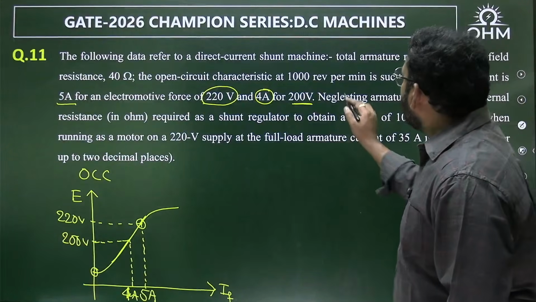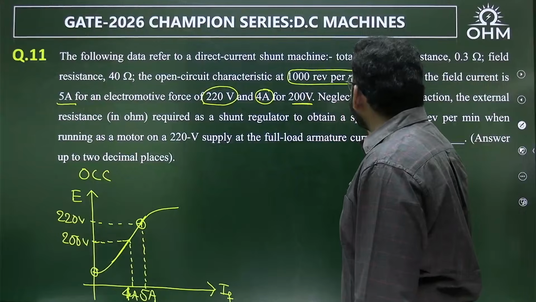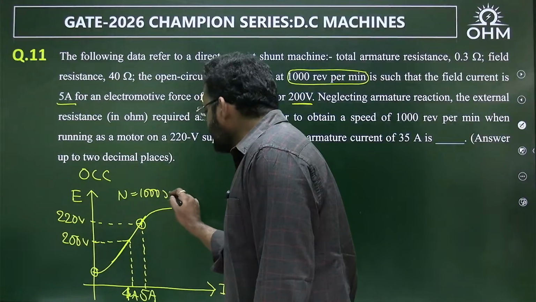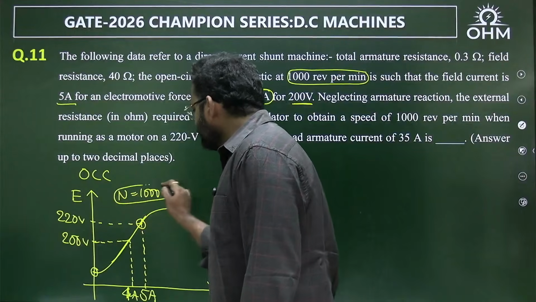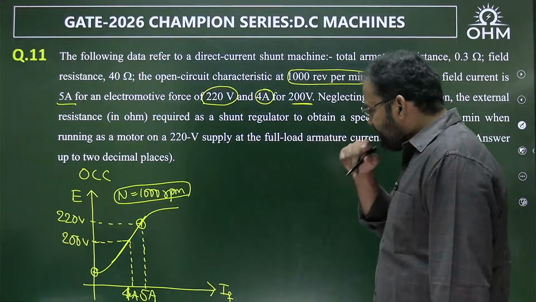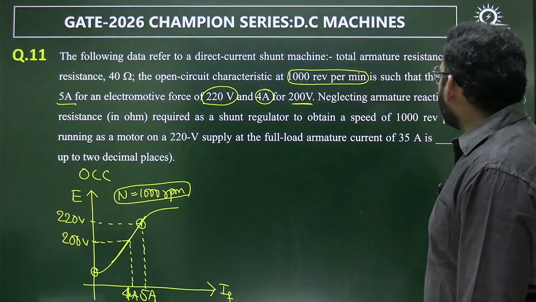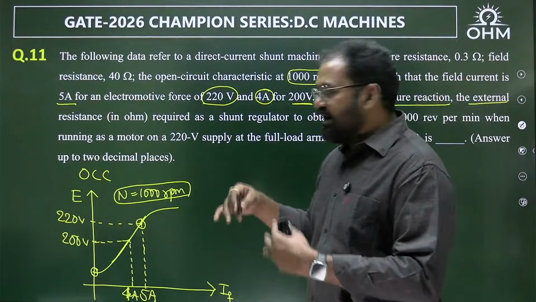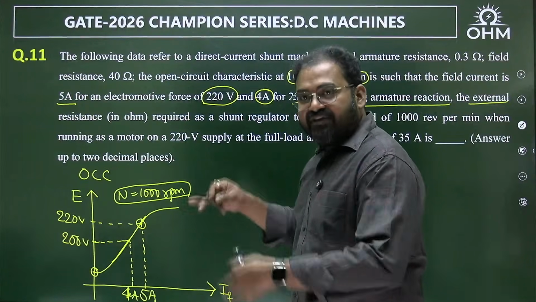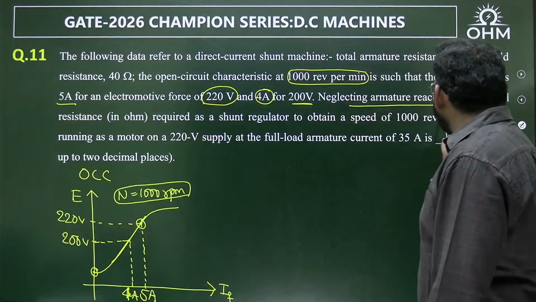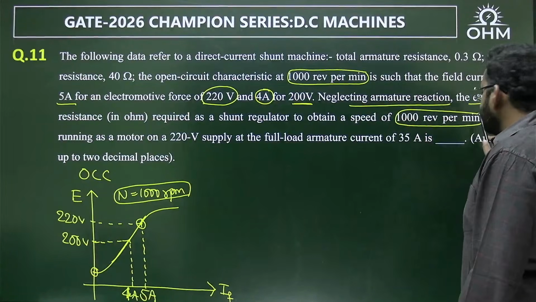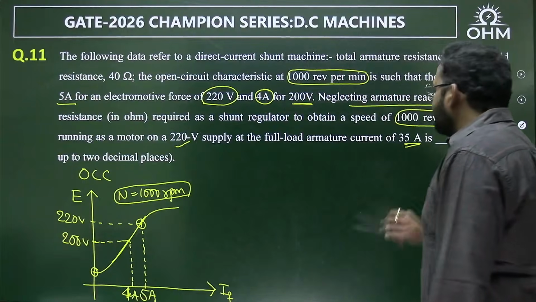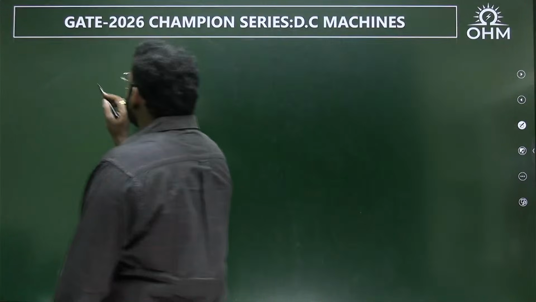This is all when the machine was rotating at how much speed? 1000 rpm. Clear? Now neglect the armature reaction. What is the external resistance I have to add in the field circuit so that the machine will rotate at 1000 rpm when running as a motor drawing 35 ampere? So now the machine is operating as a motor.